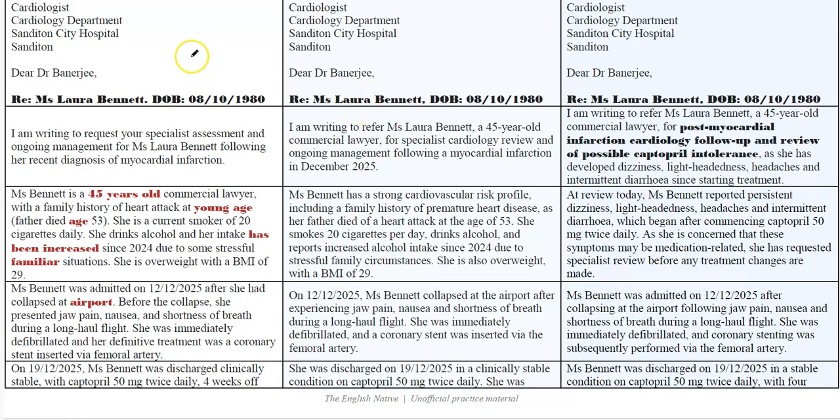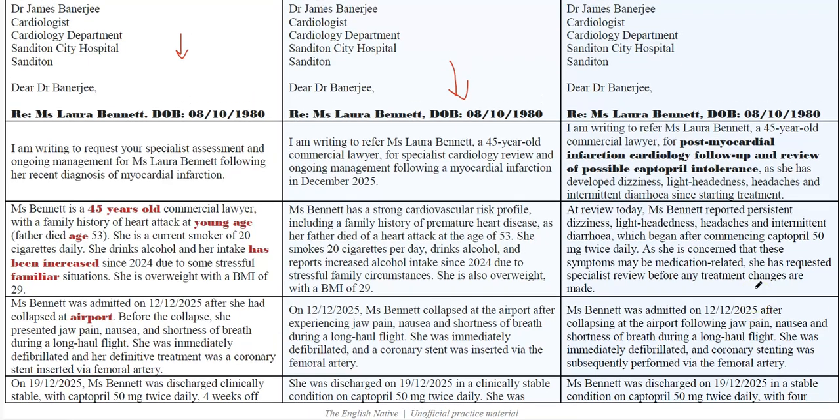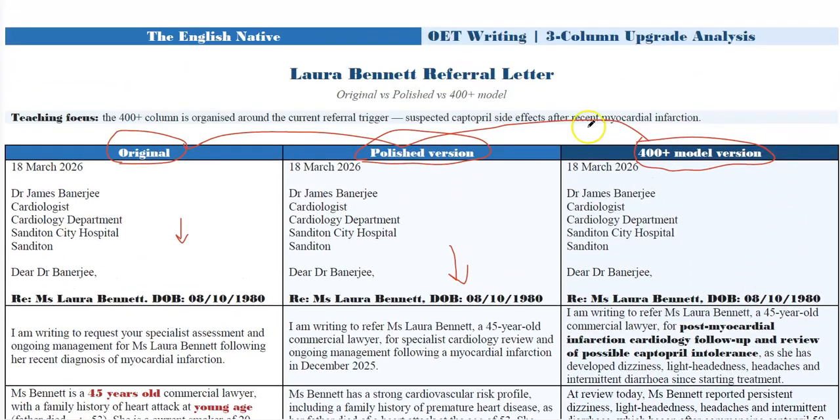But if you want help with writing, well, you've come to the right place. So, my previous videos were simply corrections. As in this case, original and polished versions. But now we have something else. I'm going to show you the difference between original, polished, and 400.